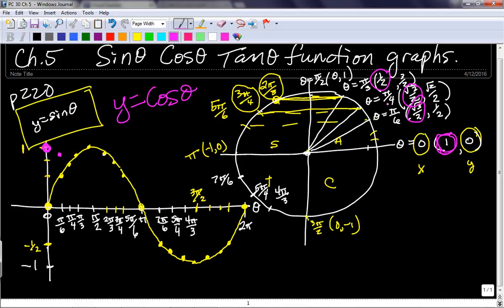Interesting here, at pi over 4, both values are the same, sine and cos. See that? So at 45 degrees, or pi over 4, they're both the same. So guess what? Their graphs would actually intersect there. So the cosine graph intersects right here. Okay, moving along to pi over 3, we've got 1/2. And at pi over 2, the cosine is 0.